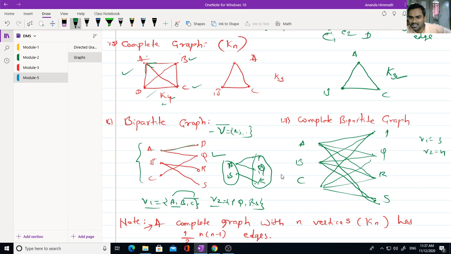Now this is a complete bipartite graph and it is denoted by Kr,s, where r indicates the number of vertices in the first group and s indicates the number of vertices in the next group.